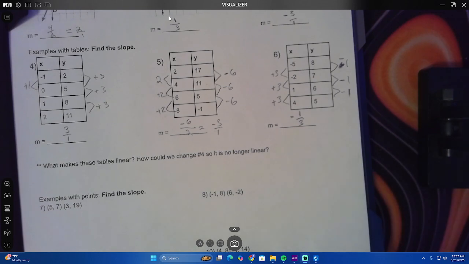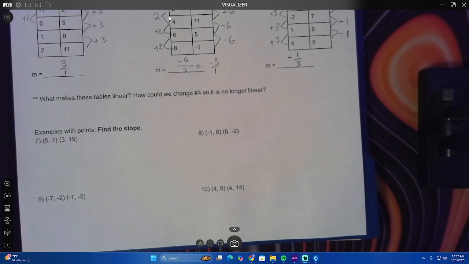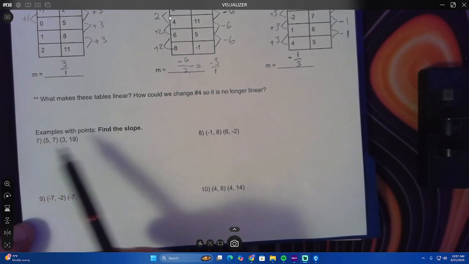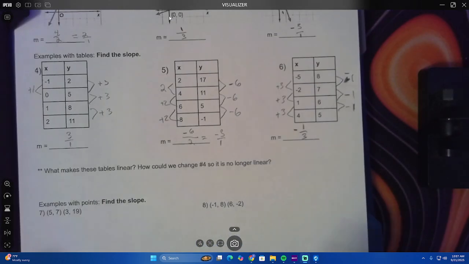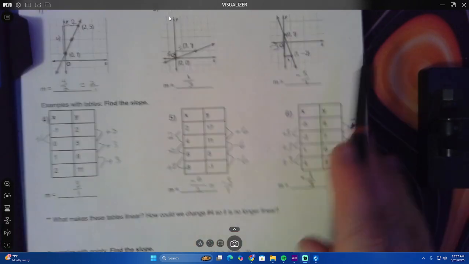That's one thing we can look for in our tables to make sure that we are working with a linear line. Now, one thing I want to show you is finding slope between 2 points, not using a table and not using a graph.